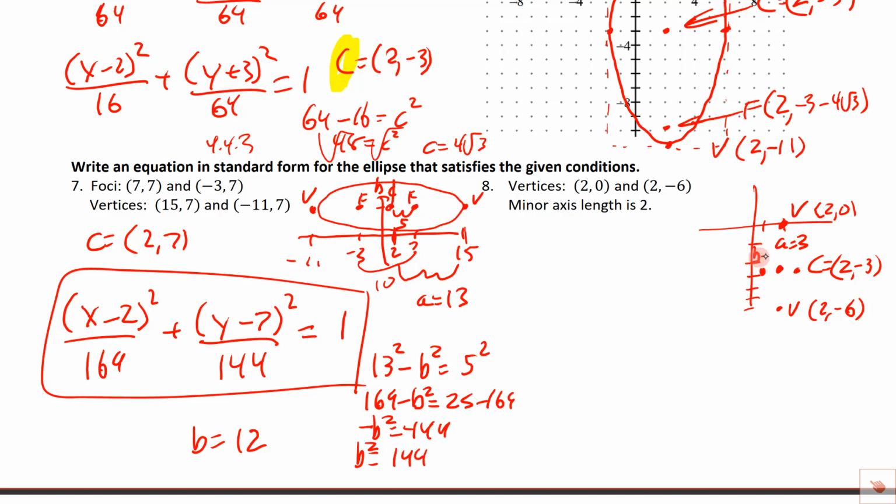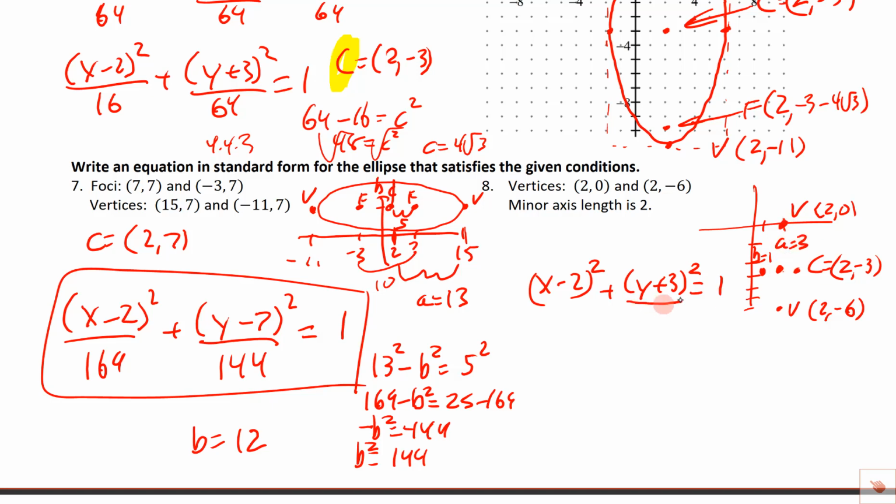And we can figure out that B is equal to 1 because that's the distance from the center in the y direction. In the x direction. So this is going to be (x - 2) squared plus (y + 3) squared equals 1. And then we just need to figure out what goes underneath each one of these.